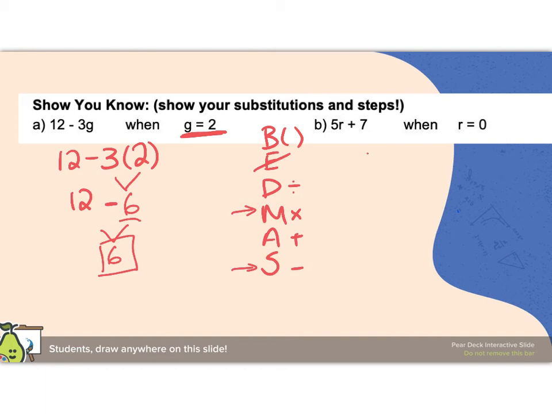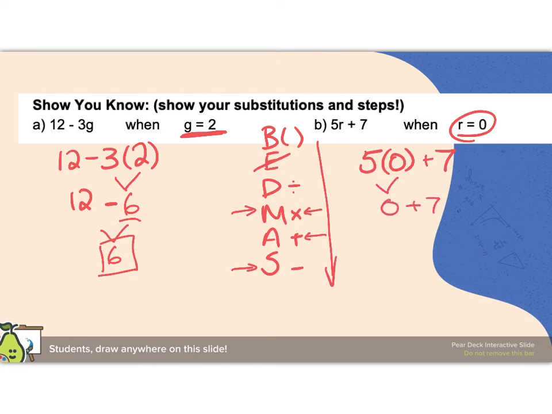Let's try this other one. So 5r plus 7. I'm going to replace the r with a 0: 5(0) plus 7. And then this time I have multiplication and adding. So multiplication is still going to come first if I go BEDMAS top down. And so 5 times 0 is 0. Copy down that plus 7. And then final answer, 7.